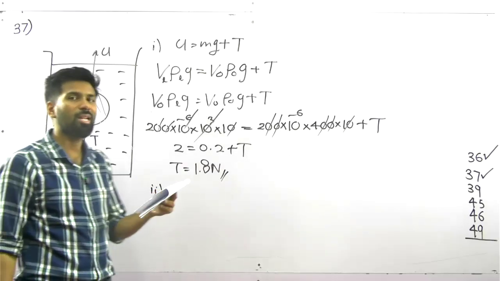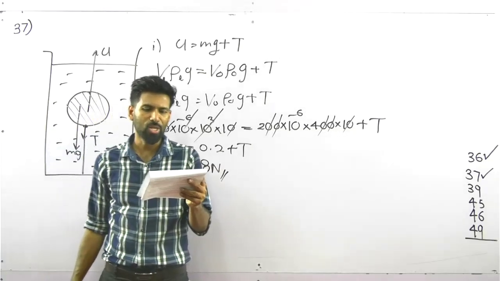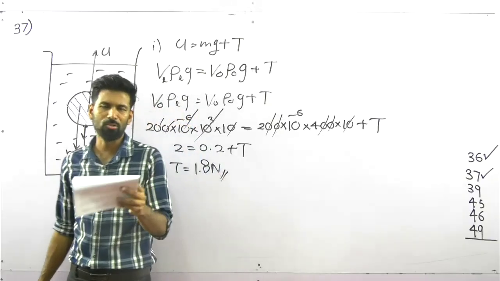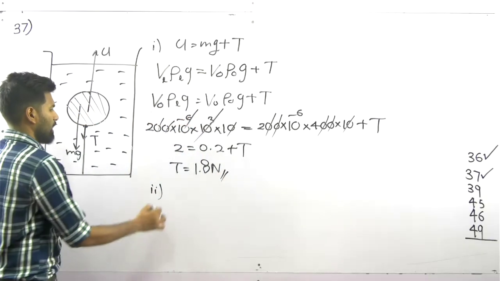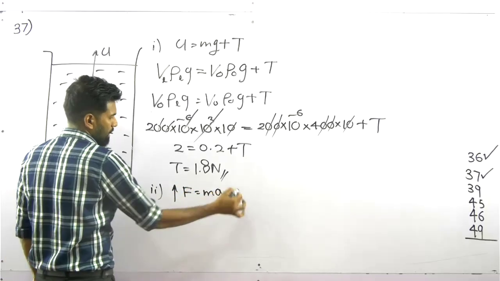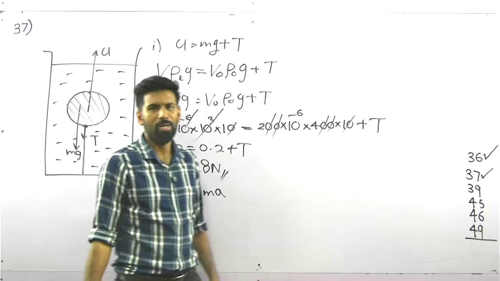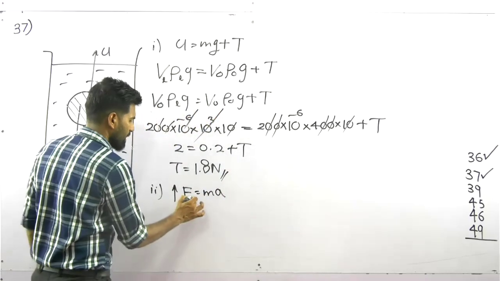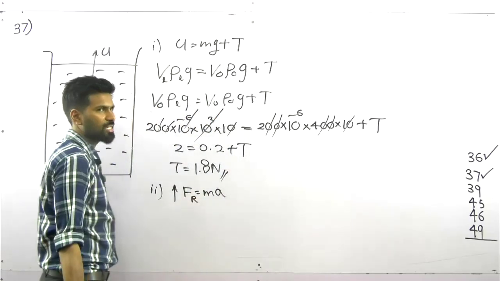If the string is suddenly cut, find the acceleration with which the object moves upward through the water. Let's apply F equals ma upward. F is the resultant force.